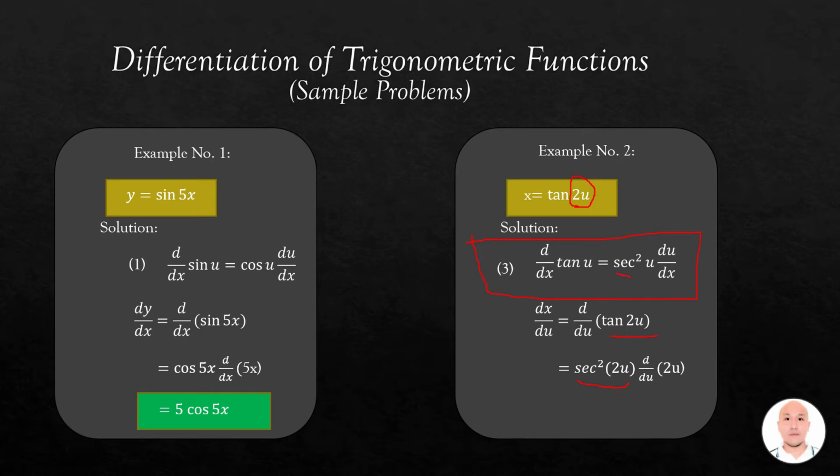This formula comes from this one, secant squared u. Then our u here is 2u, so d over du 2u. Then our final answer is the differentiation of this one, d over du 2u is equals to 2. Then we have to copy this form, secant squared 2u. So this is now our final answer.